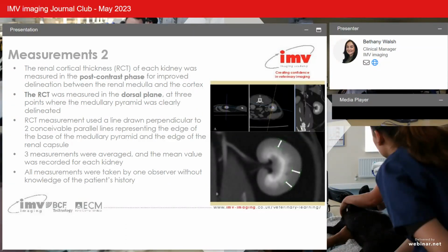The renal cortical thickness, RCT, of each kidney was measured in the post-contrast phase for improved delineation between the renal medulla and the cortex. The RCT was measured in the dorsal plane in 3 points where the medullary pyramid was clearly delineated. The RCT measurement used a line drawn perpendicular to 2 conceivable parallel lines representing the edge of the base of the medullary pyramid and the edge of the renal capsule. The 3 measurements were averaged and the mean value was recorded for each kidney. All measurements were taken by one observer without the knowledge of the patient's history.